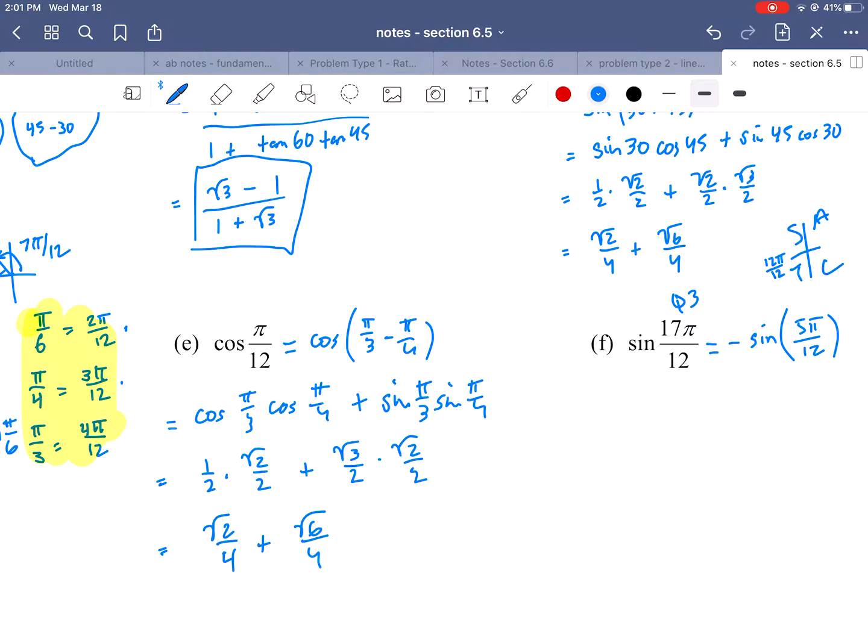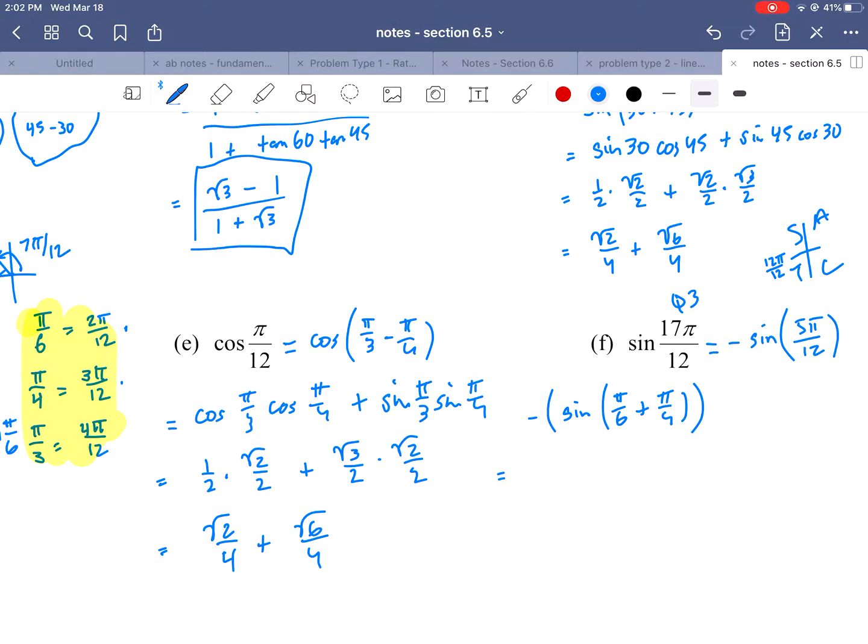Okay, so now I'm going to have this negative in the front for the entirety of the problem. I'm going to distribute that at the end, just like I did on example A. And so I need to figure out how to get to 5 pi over 12, and we did that earlier when we added 2 and 3. And so that's going to be pi over 6 plus pi over 4. So sine of pi over 6 plus pi over 4.